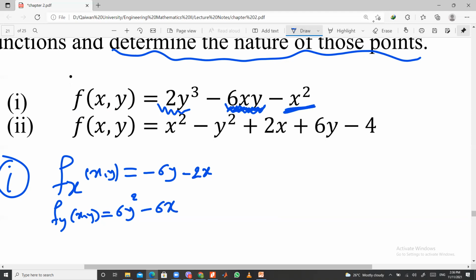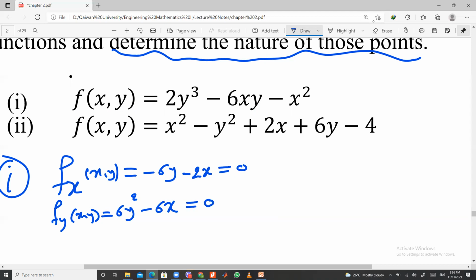And the derivative of the last term, as we have no y in it, is 0. So now we say that these are f sub x and f sub y. As I said, we should first find the critical points. How do we get the critical points? We are going to find the partial derivative with respect to x and also the partial derivative with respect to y, and we equal both to 0.